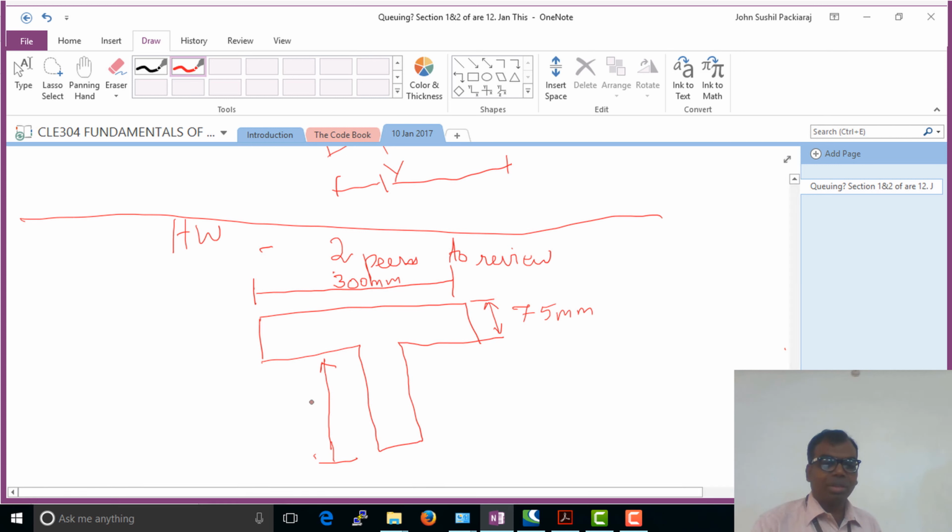230 for this portion is not reasonable. This is 75. So here we'll keep it as 800 at least, and this stem I'm going to keep as 75 mm. All dimensions are in mm.